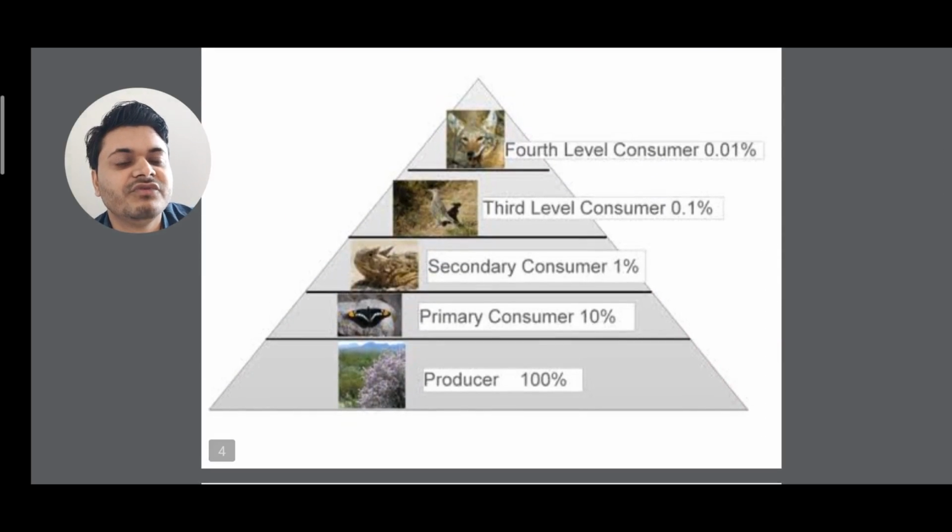So these are the following diagrams of the pyramid. You can see producers 100%, then the primary consumer gets 10% of the energy, then the secondary consumer gets 1% of the energy, then the third level consumer gets 0.1% of the energy, and the fourth level consumer gets 0.01% of the energy. So this is how the energy is being lost, isn't it, from passing from one consumer to another.